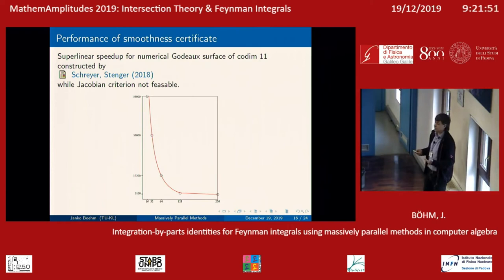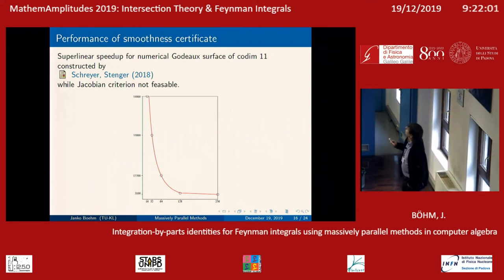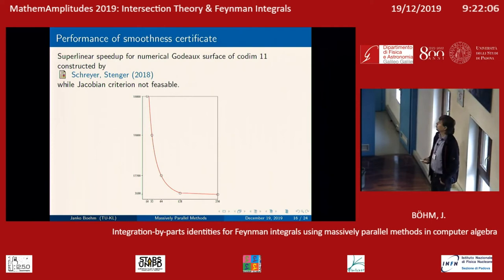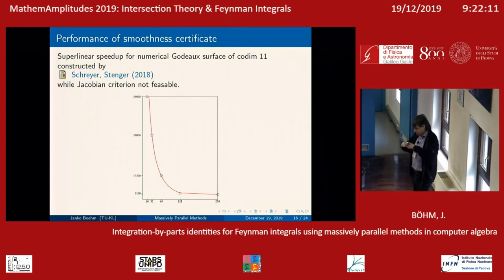So here is something for a so-called numerical Godeaux surface. It's a general type surface, codimension 11, which was constructed by Schreyer and Stenger. And the usual Jacobi criterion, which looks at minors of the Jacobian matrix to test smoothness, is completely infeasible there. But this chart approach works, and you see, this is in seconds, so you can certify smoothness in less than an hour if you use enough cores.